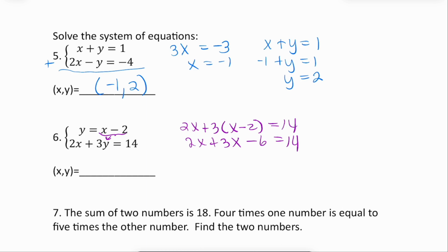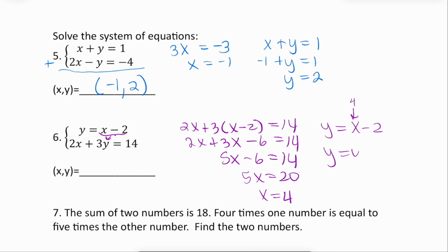Now, from here, let's just do a little bit of solving. We get 5x minus 6 equals 14. Then if we add 6 to both sides, we get 5x equals 20. So x is equal to 4. Now remember, we're not done. We have to find both the x and the y, but y equals x minus 2. So if we put the 4 right there, we got it. So it's y equals 4 minus 2, or y is 2. So the answer is the ordered pair (4, 2).